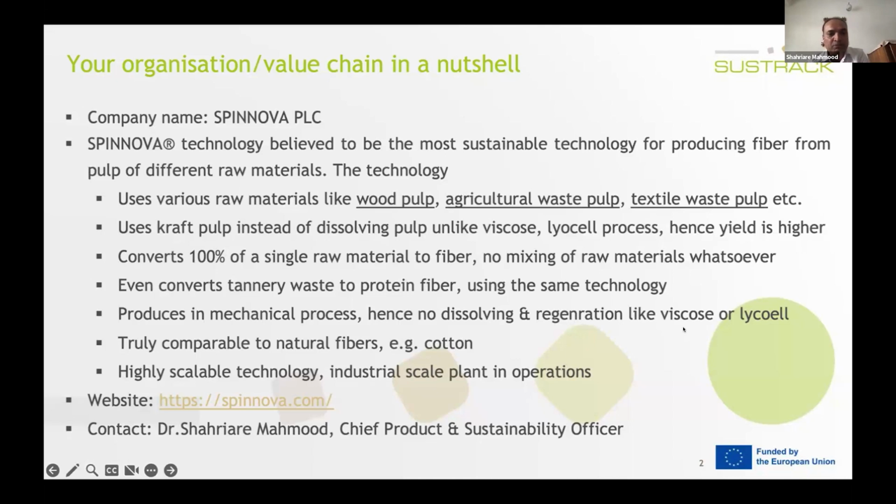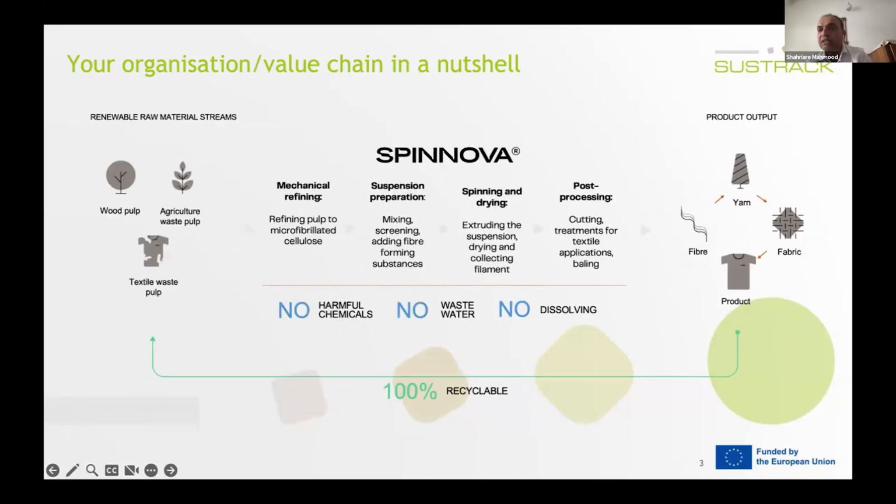And here is my contact. I've been trying to follow the exact format given for this workshop. I tried to add at the last moment a picture showing how the Spinnova technology works.